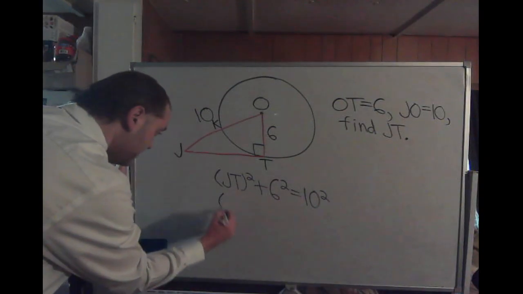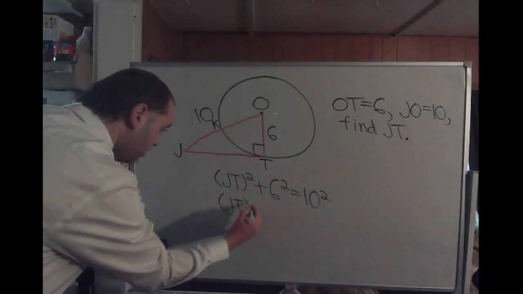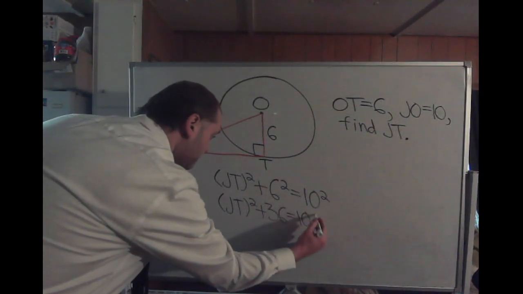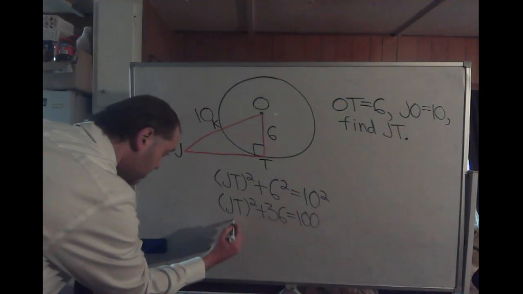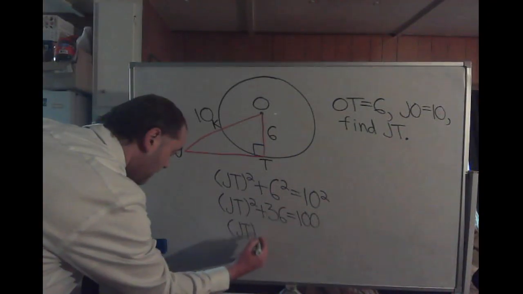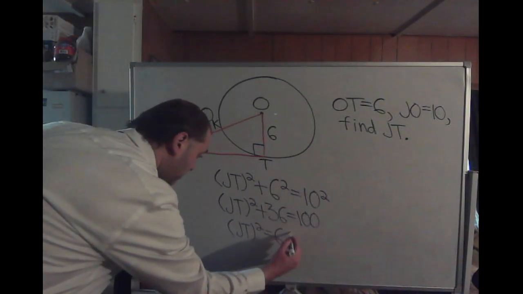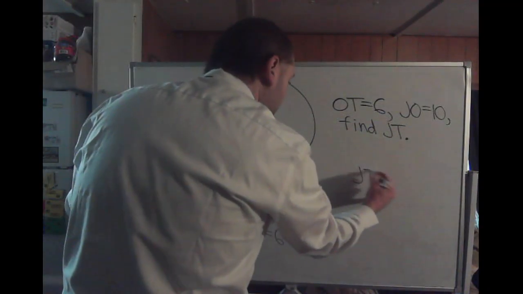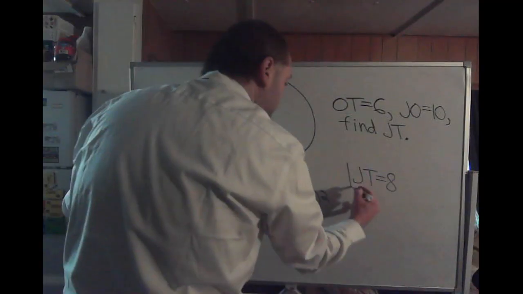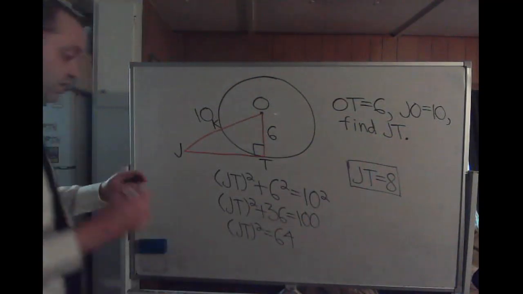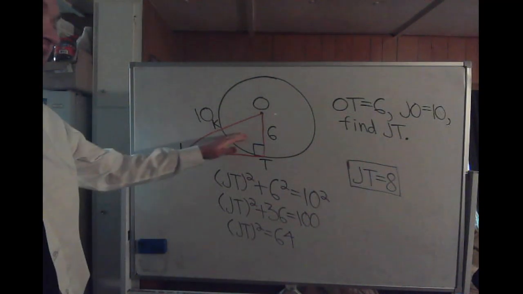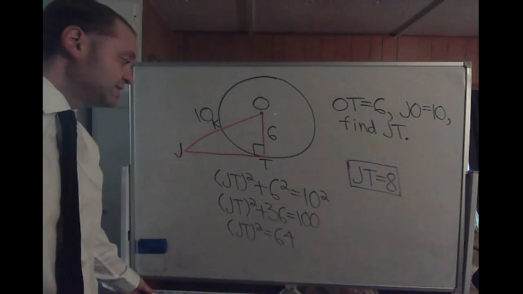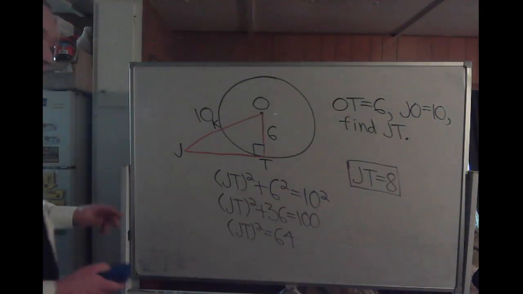So then you would end up having JT to the second power plus 36 is equal to 100, which would then simply give you that JT to the second power equals 64, which means, since we only consider the positive square root, that JT, the length of the tangent line, would have to be 8. So yes, you can use right triangles to solve for lengths of tangent lines and other pieces too that originate from the radius and tangent lines. So that one was simple Pythagorean theorem.